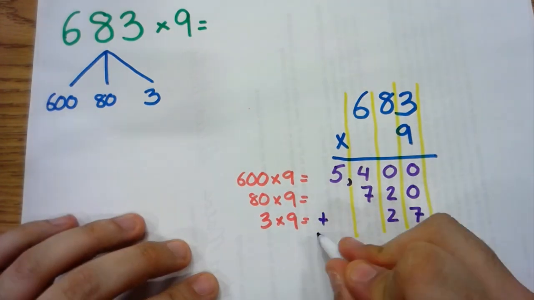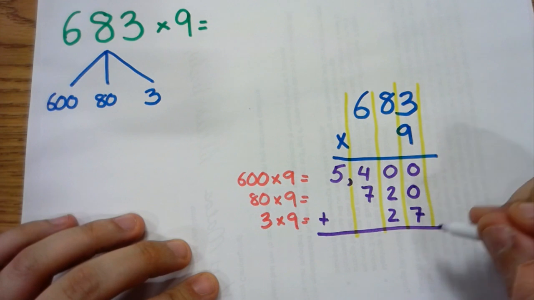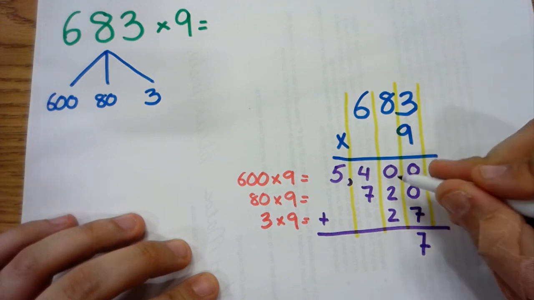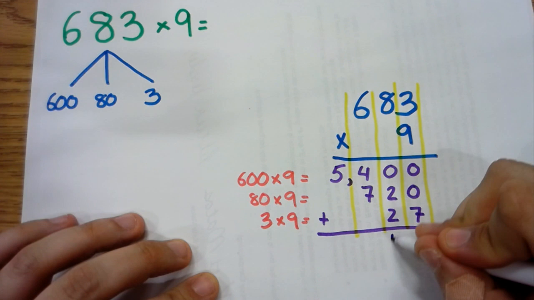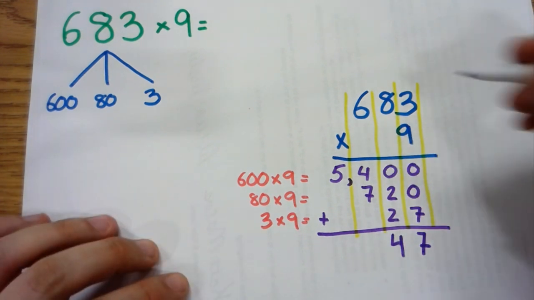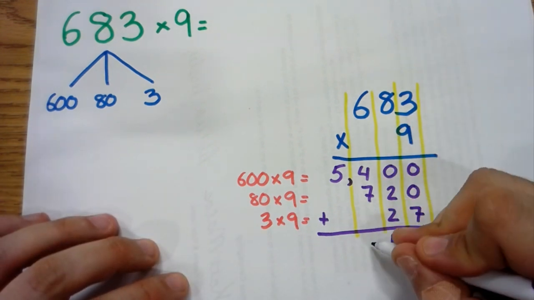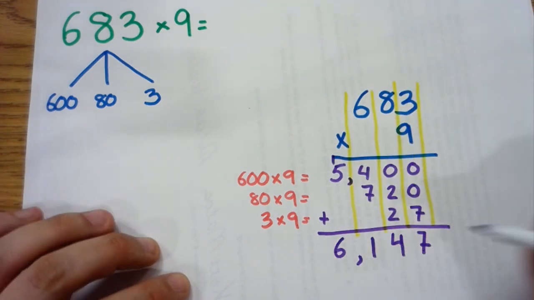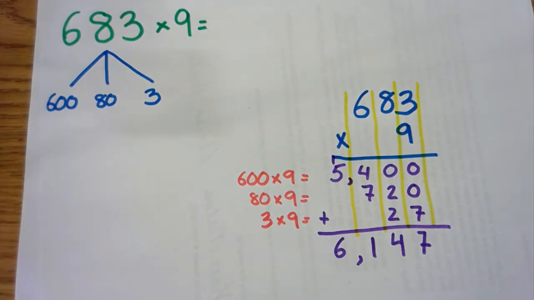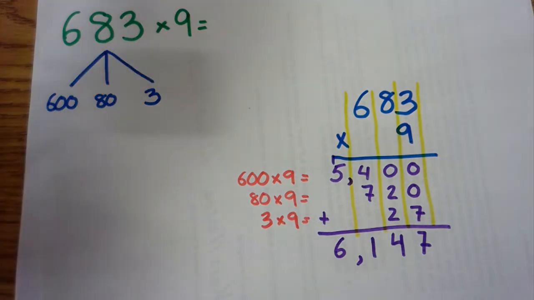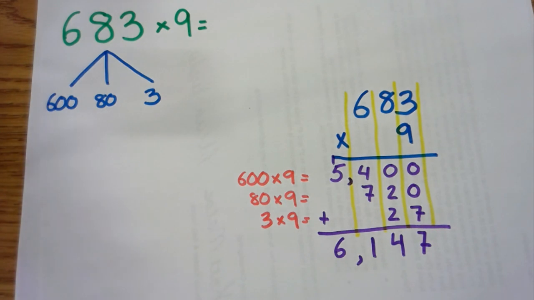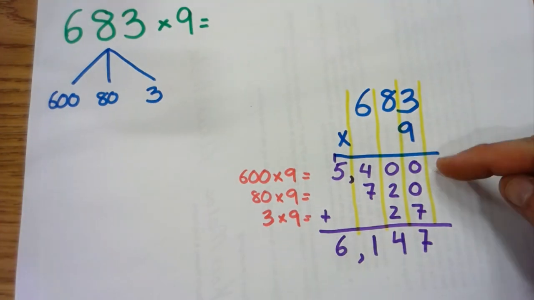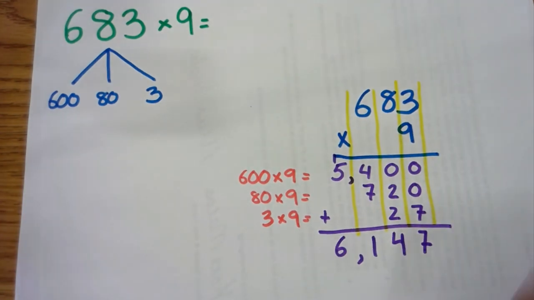So now what I'm going to do is add up my numbers. 0 plus 0 plus 7 equals 7. 0 plus 2 plus 2 equals 4. 4 plus 7, see now I'm doing some regrouping here, is going to be 11. I'm going to regroup my 1. 5 plus 1 equals 6. And my product is 6,147. That's my final product. But to solve this, I was using partial products here, and that's why we call this the partial products method.